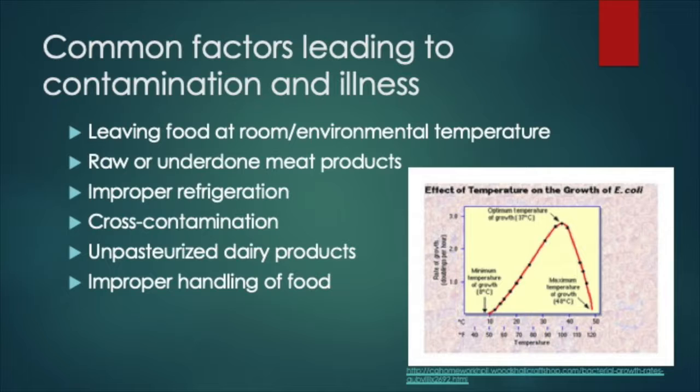As you can see, E. coli is able to grow best right at 37 degrees Celsius or 98.6 degrees Fahrenheit. And as we all know, that's not an uncommon temperature outdoors during the spring and summertime. Other factors leading to contamination are not fully cooking meat products, improper refrigeration, in which a fridge is too warm to actually halt microbial growth, cross-contamination, in which germs from raw meat contaminate fresh produce that won't be cooked adequately to kill the germs, consuming unpasteurized dairy products, and the last would be improper handling of food, which tends to mostly mean improper hand hygiene.